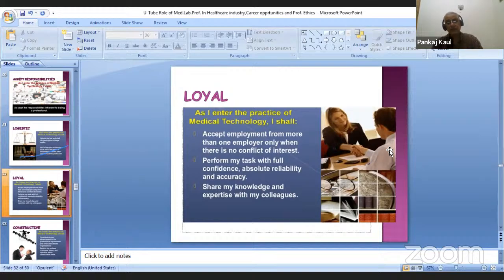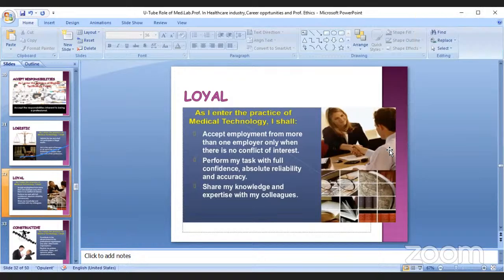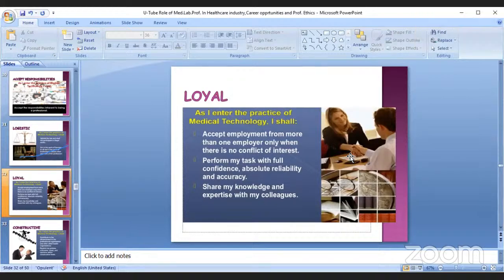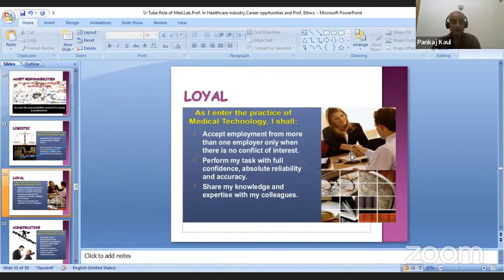There are so many people who are serving in big institutes, but they are doing private practice also. They put in more effort in their private practice than in their government jobs. So we must perform our tasks with full confidence, absolute reliability, and accuracy. We must share our knowledge and expertise with our colleagues.